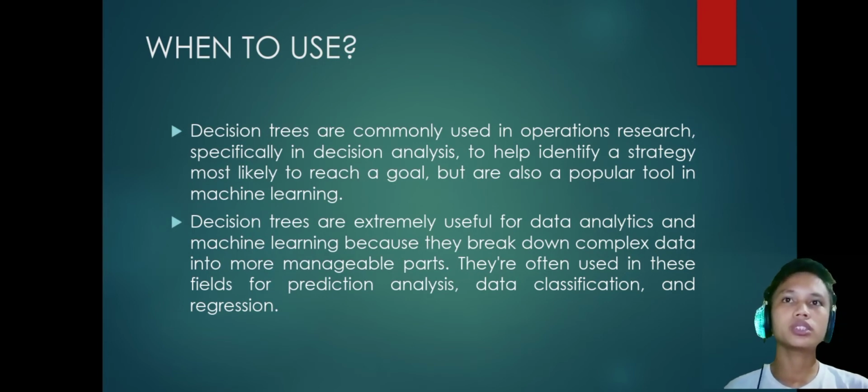So when do we use the decision tree algorithm? Decision trees are commonly used in operations research, specifically in decision analysis, to help identify a strategy most likely to reach a goal, but are also a popular tool in machine learning. Also, decision trees are extremely useful for data analytics and machine learning because they break down complex data into more manageable parts. They are often used in these fields for prediction analysis, data classification, and regression.